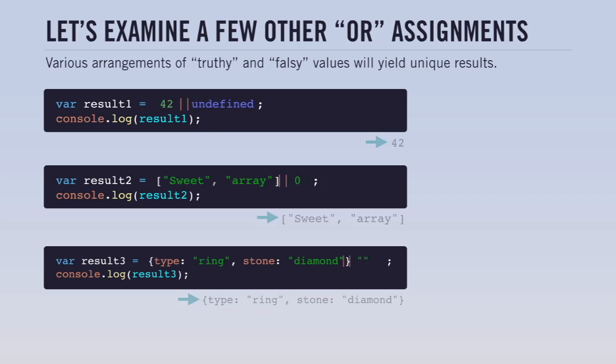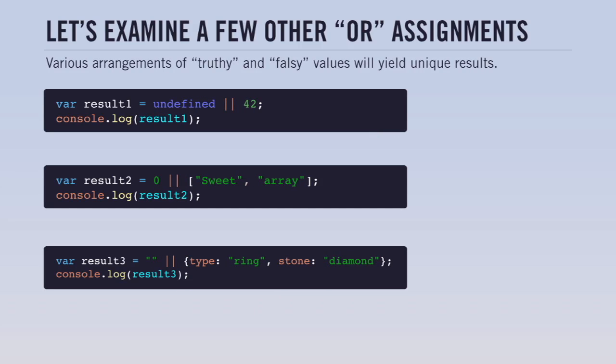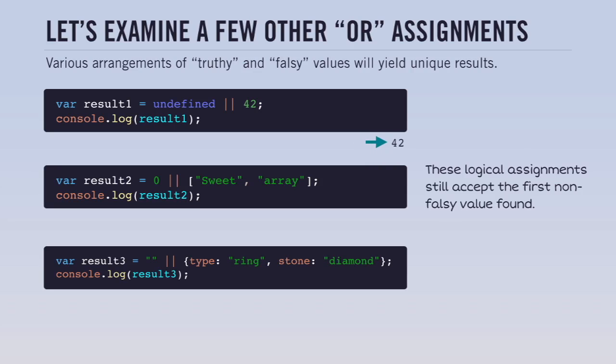What happens when we switch them up? So in the first one, when undefined is on the left of the OR, it sort of ignores the undefined, can't find a truthy value. Let's see what we got on the other side. We got a 42, and so 42 is truthy. We'll pass that back to result 1. When we log it out, we see we still get 42.